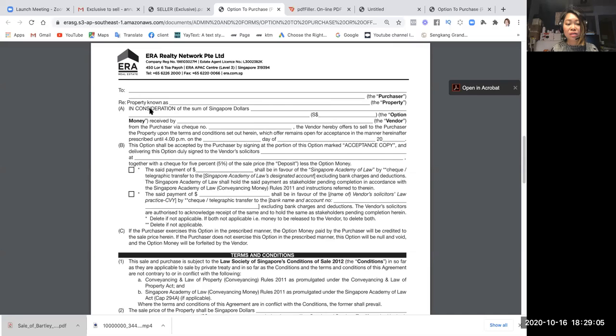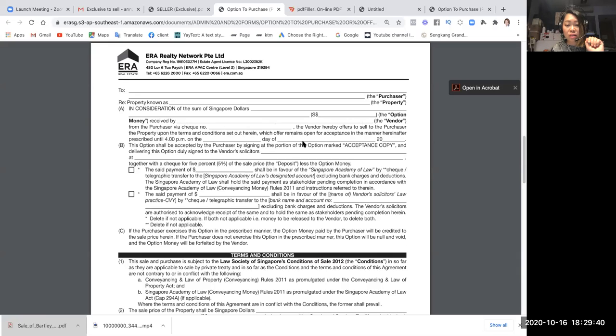Okay, so in consideration of the sum of how many dollars, the option money, usually we place this as 1% of the agreed sale price, received by the vendor. The vendor means the seller. We have to put in the name of the seller under this line, as seen in the NRIC. Then the property upon the terms and conditions remains open for acceptance in the manner herein described until which day.